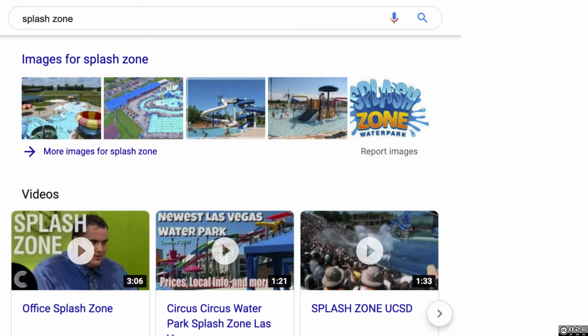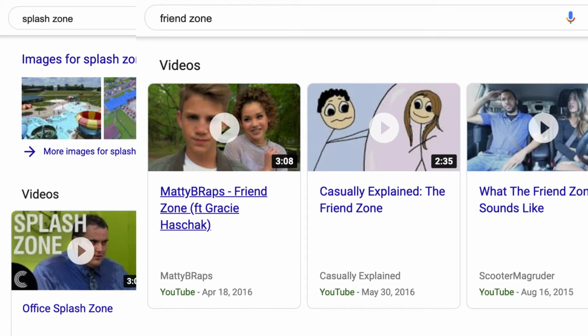Another way that data is used is in search engines. For example, if you're programming a search engine, you may ask the question, how do I give people the results they want to look for? How do I distinguish between, if a person types in splash zone, how do I make sure to show them water park things? Versus if a person types in friend zone, it's not an actual physical zone of friends. It's some metaphorical friend zone.